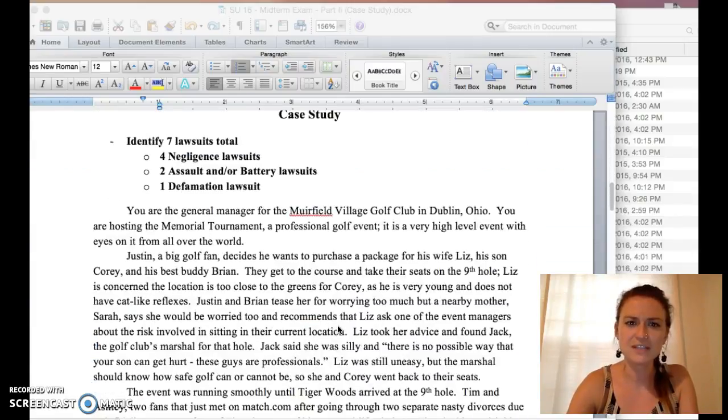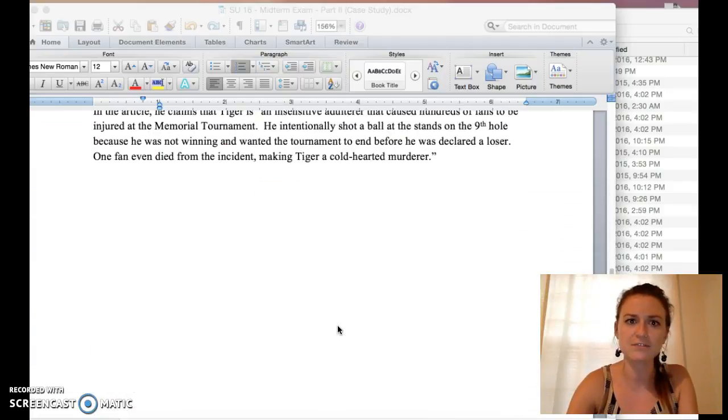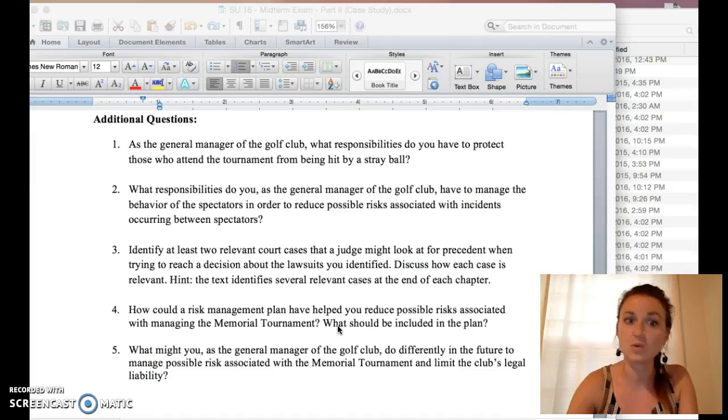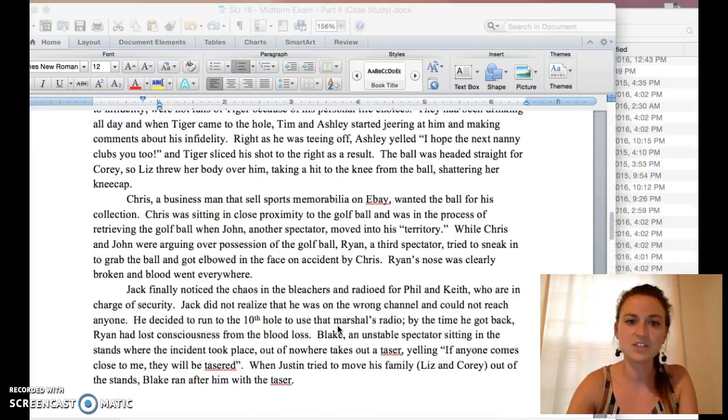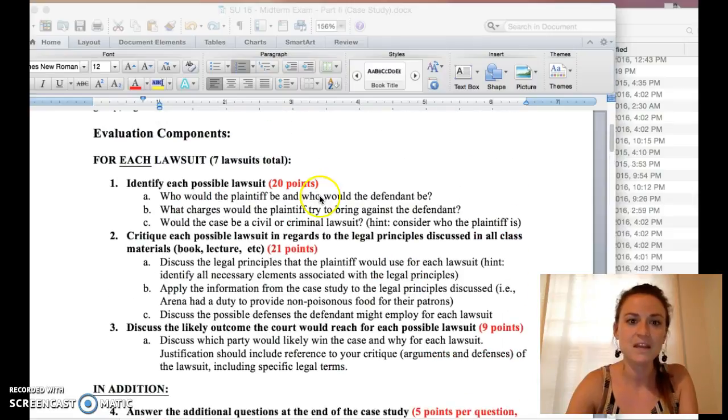Scrolling down, here's the evaluation components. Now, after the introductions, you'll see the case study. It's about a page and a half, and then you'll see additional questions. So these evaluation components are based on this case study and the additional questions. The case study was written to have a minimum of 7 possible lawsuits. Think of the case study like the facts of the case section of a case brief. It is a sports situation that describes incidents in which the victim could potentially file a lawsuit.